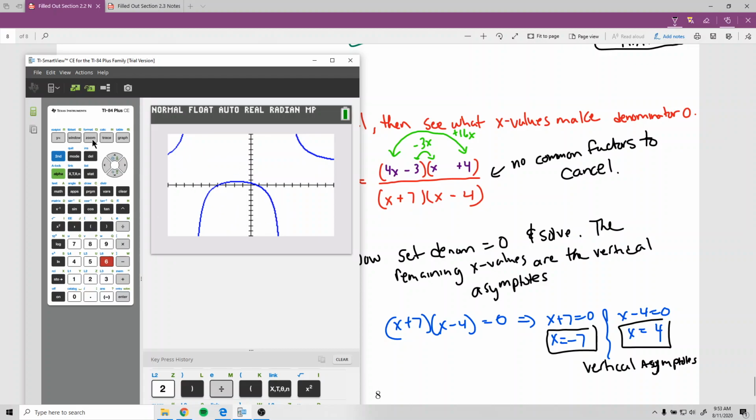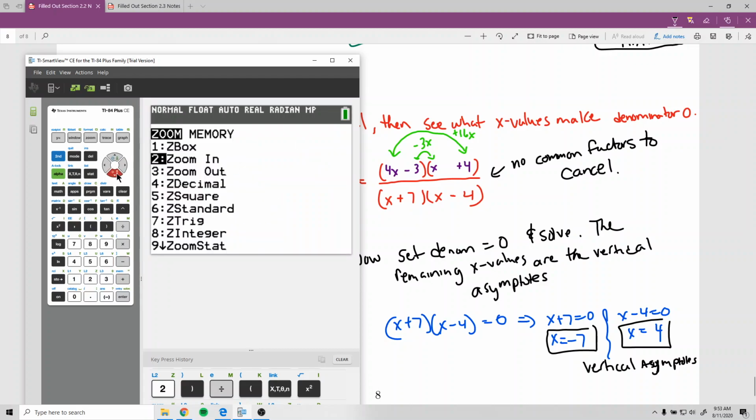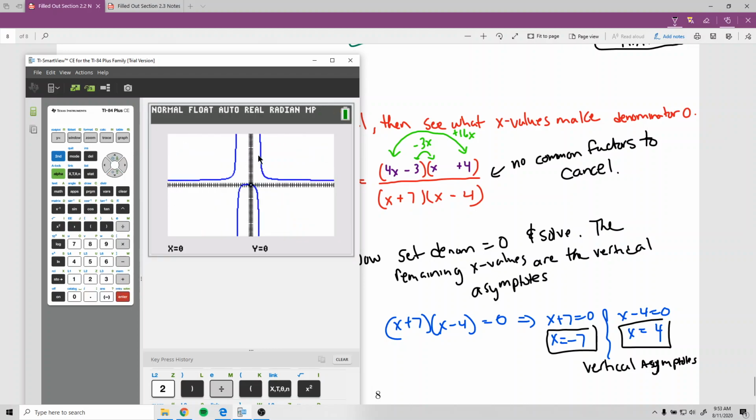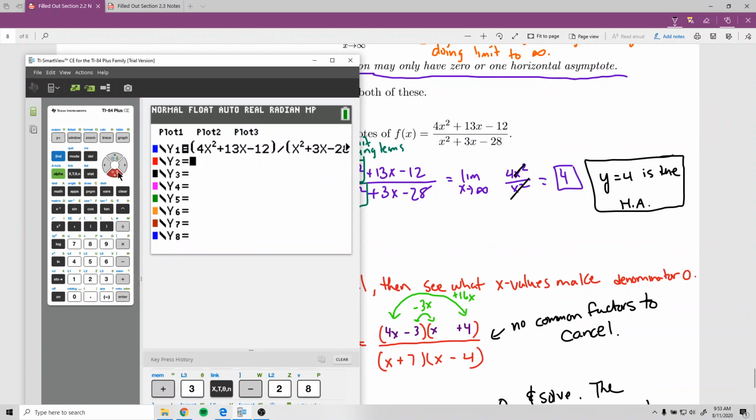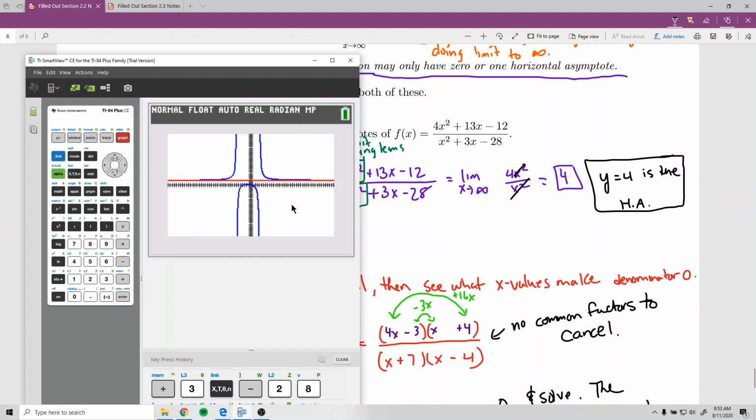Now you can see our graph kind of breaks up, but if you want to zoom out a little bit, we see we have two vertical asymptotes. It looks like negative 7, negative 1, 2, 3, 4, 5, 6, 7. It looks like it's broken up there. And 4. 1, 2, 3, 4. Yeah, that looks right. And then the horizontal asymptote we found at the beginning is y equals 4. What I can do is just graph y equals 4. So you can see that it does flatten out at y equals 4. It doesn't matter what happens in the middle part, it's just at the ends for the horizontal asymptote.